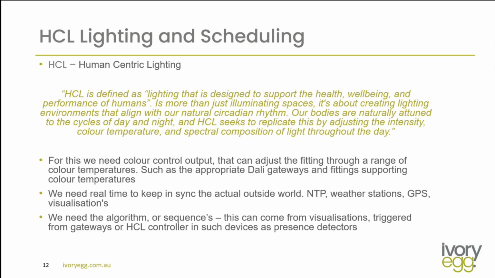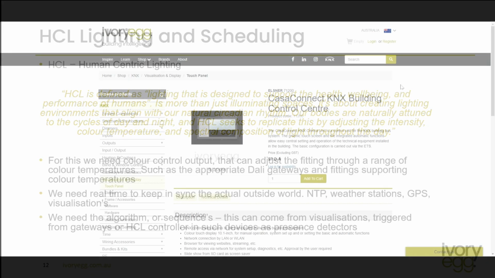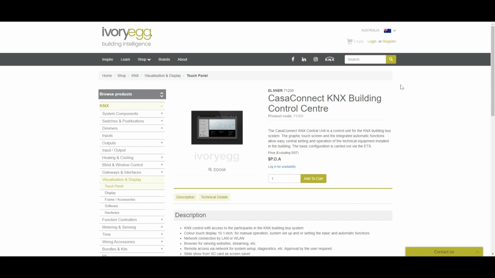HCL controllers is really the key word. And we have devices such as presence detectors which have them inside. I'm just going to show you a couple of examples of where we might see some of this. These are just some of the devices that actually have the HCL, the algorithm or the sequence, built straight into them. They look at the time of day and a bit of information like that, and they make adjustments to the lighting as an ongoing schedule.